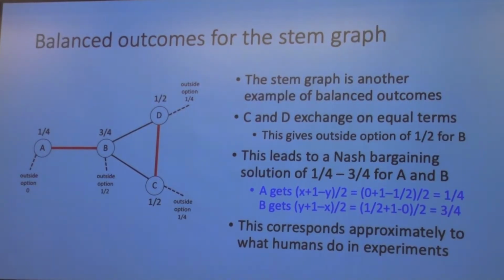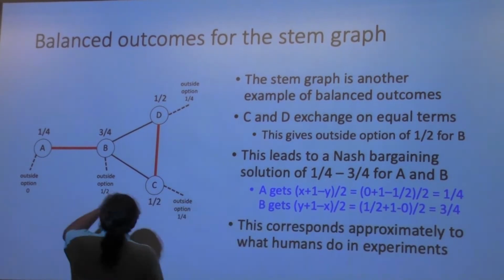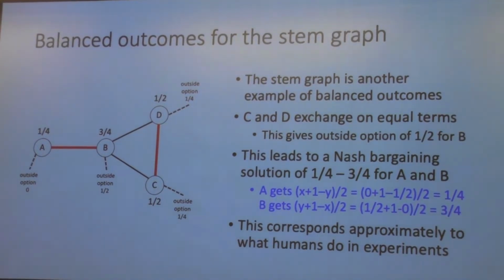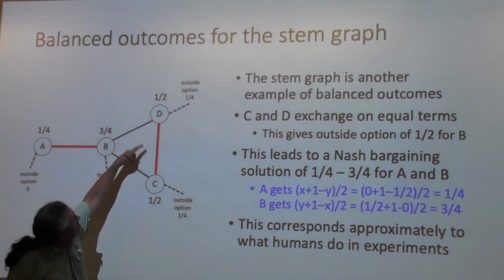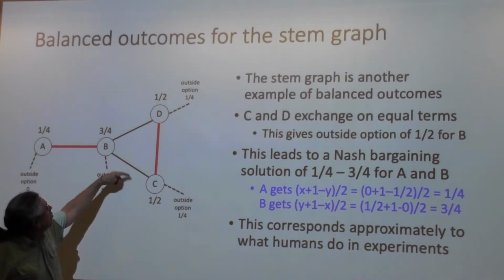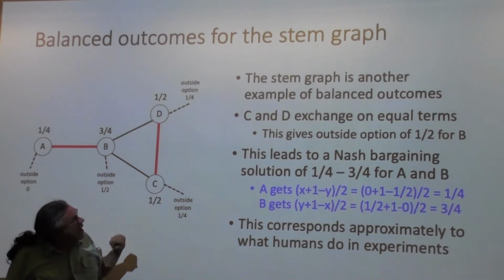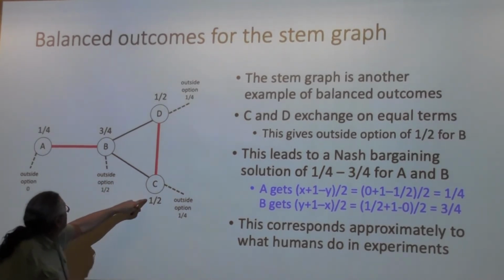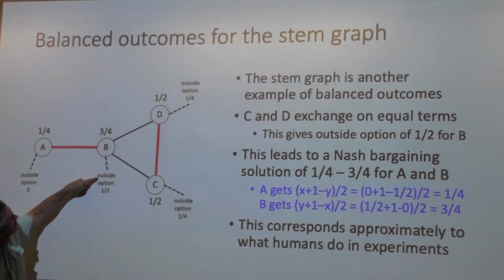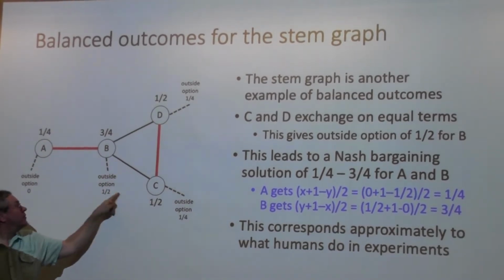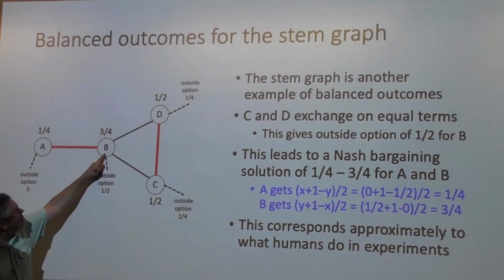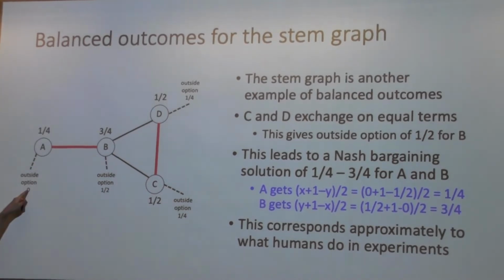Remember this one? This is what I call the stem graph. It's a triangle with an extra link attached. This one does have a stable and therefore balanced outcome. We can actually figure it out. C and D will be in equal power. They will exchange half and half, okay? But what does that mean? It means the outside option for B is 1/2. And the outside option for A is 0. So the Nash solution here: the surplus is 1/2.